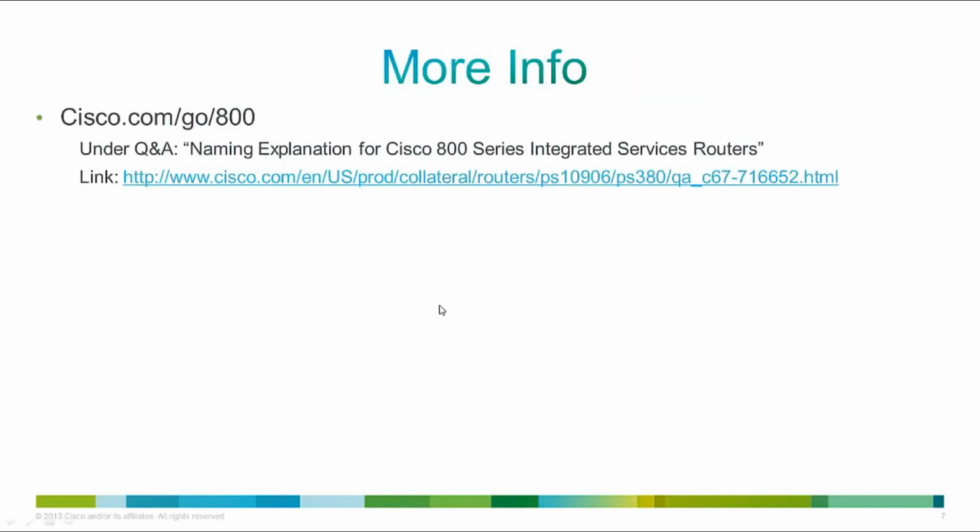If you need more info on the naming explanation, please go to cisco.com/go/800series. There you will find a naming explanation guide where these and more abbreviations are listed. The exact link is posted here.